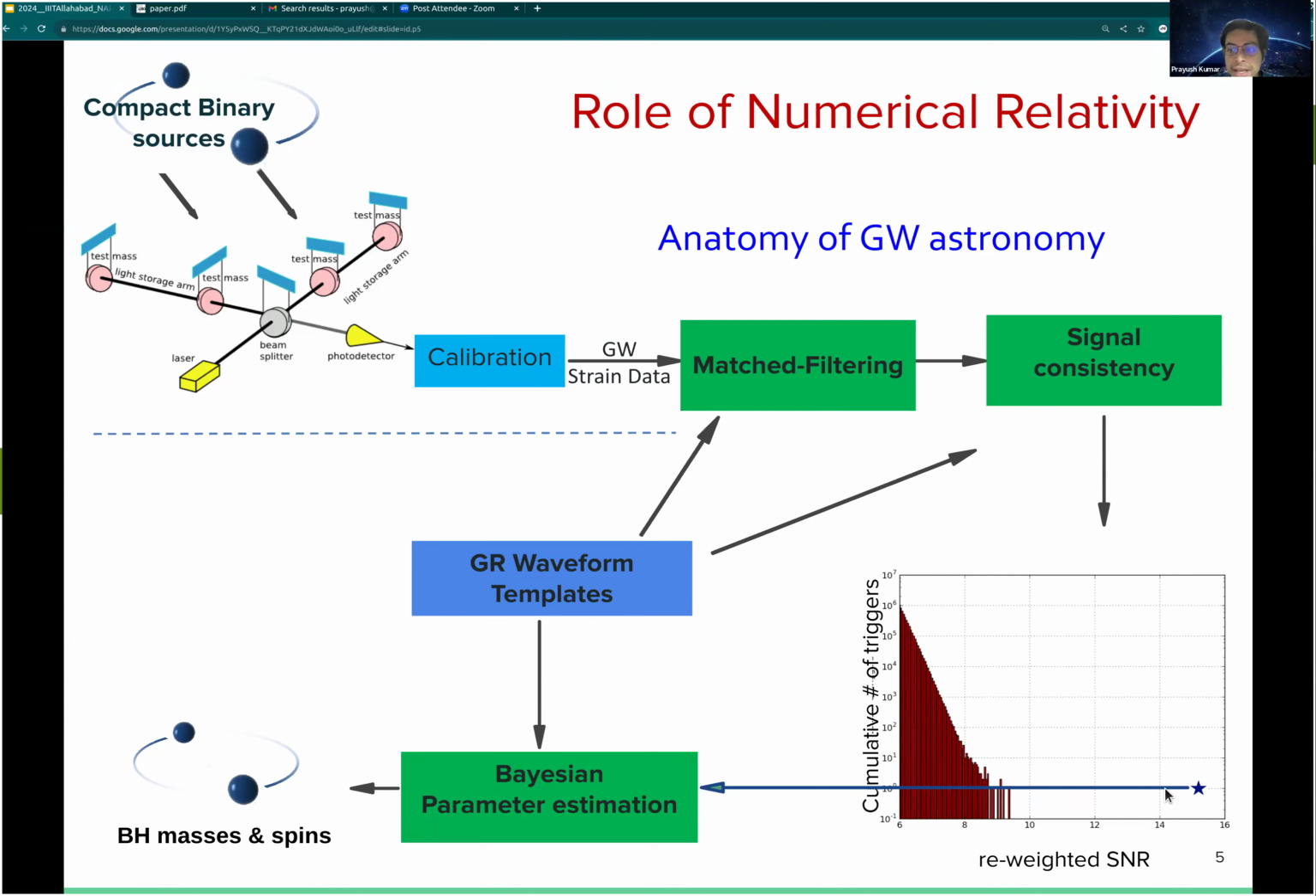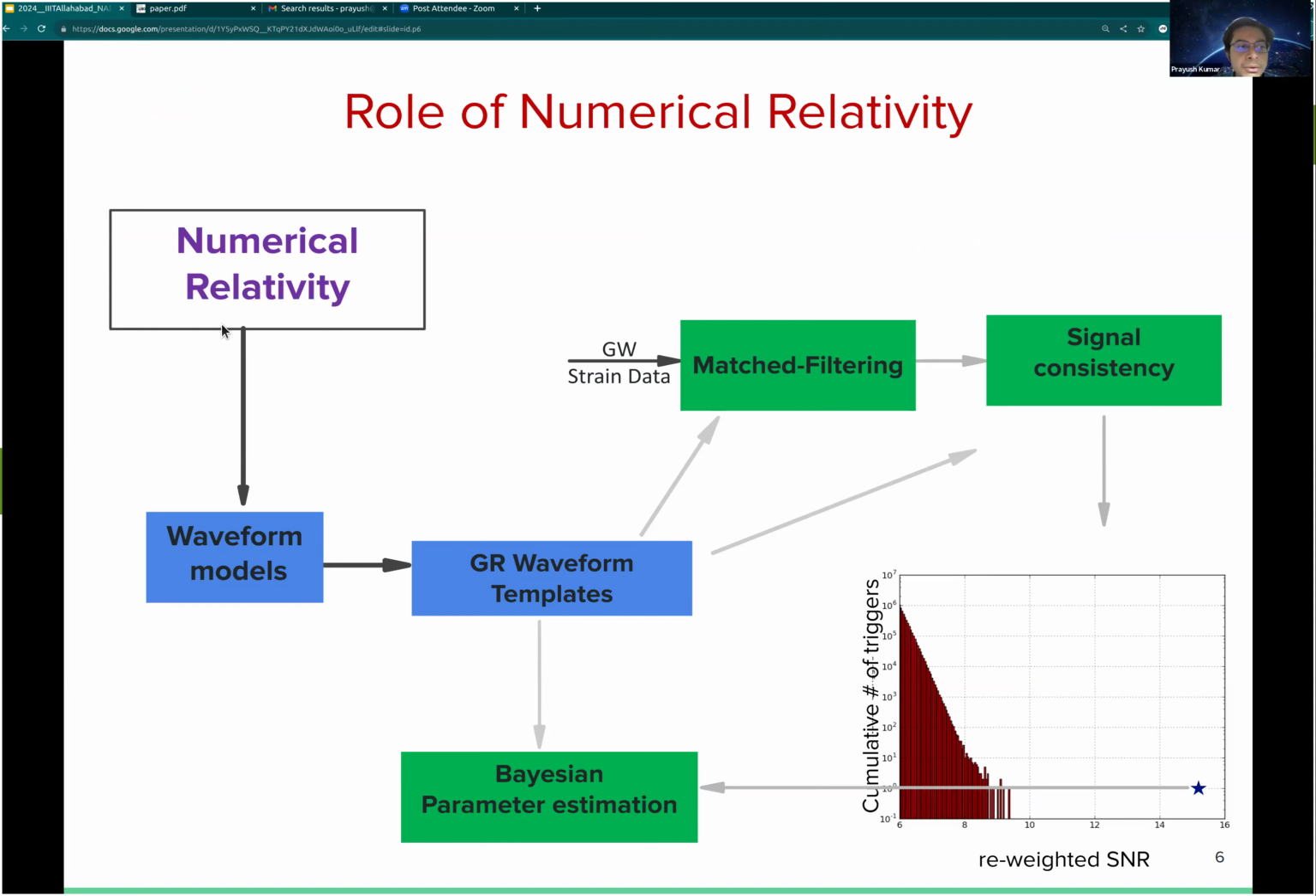Once we have detected this, we take that specific chunk of data and we perform a detailed Bayesian parameter estimation on it to understand what was the nature of the original source that emitted this signal. So you'll see that in all these three stages, being able to model the waveforms is key. And that is where numerical relativity comes in. So numerical relativity is typically used to perform simulations of these black hole collisions, black hole neutron star and neutron star collisions. And these collisions are then used to inform waveform models, which are in turn used to generate the large collection of waveform templates that are used by this machinery of GW astronomy.